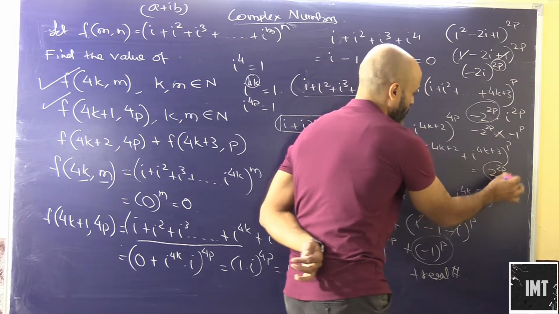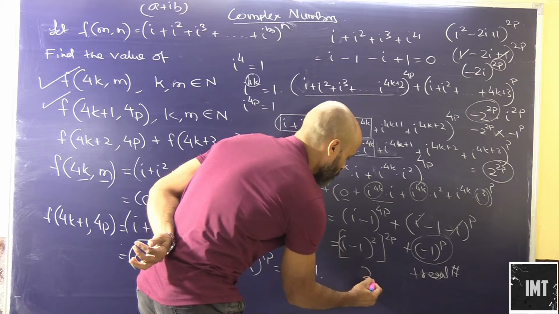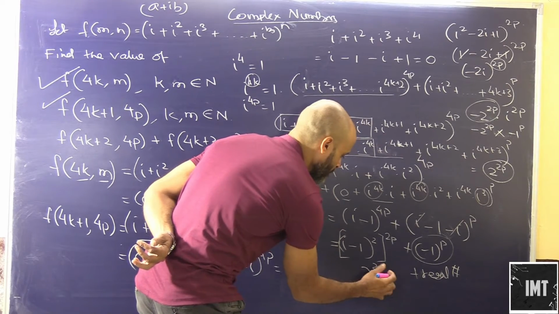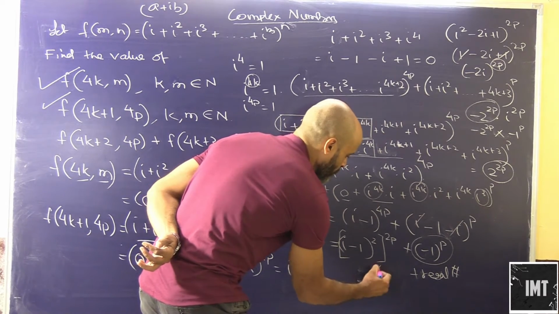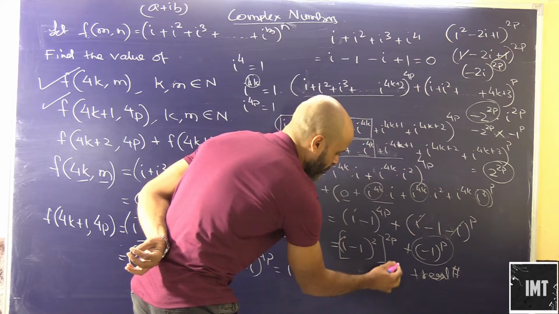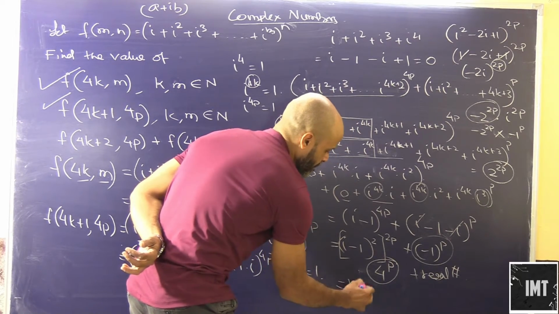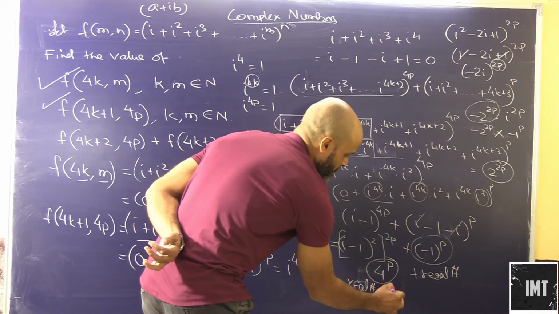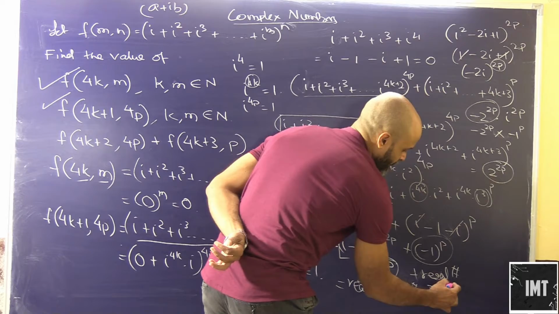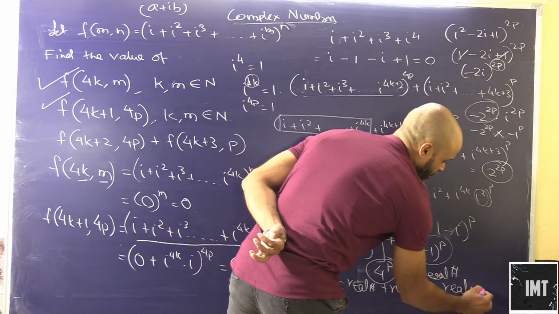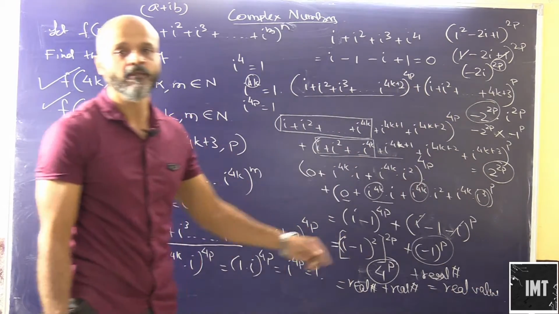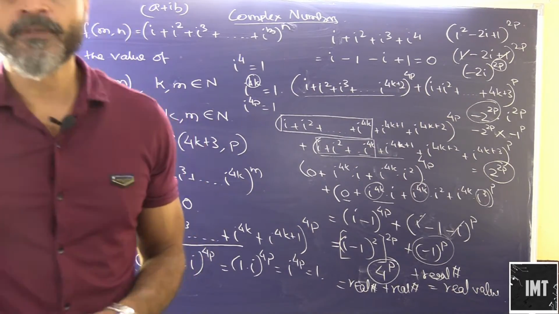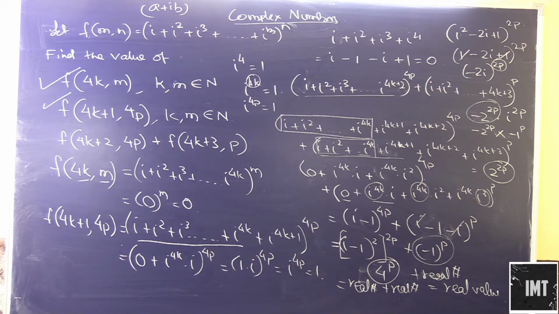So this will be 2 to the power of 2p, or we can say 4 to the power of p. Again, 4 to the power of p will be a real number plus a real number, so there is no imaginary part. This will be giving us a real value. Okay, so we'll practice more problems here. You can take a snapshot of the same.